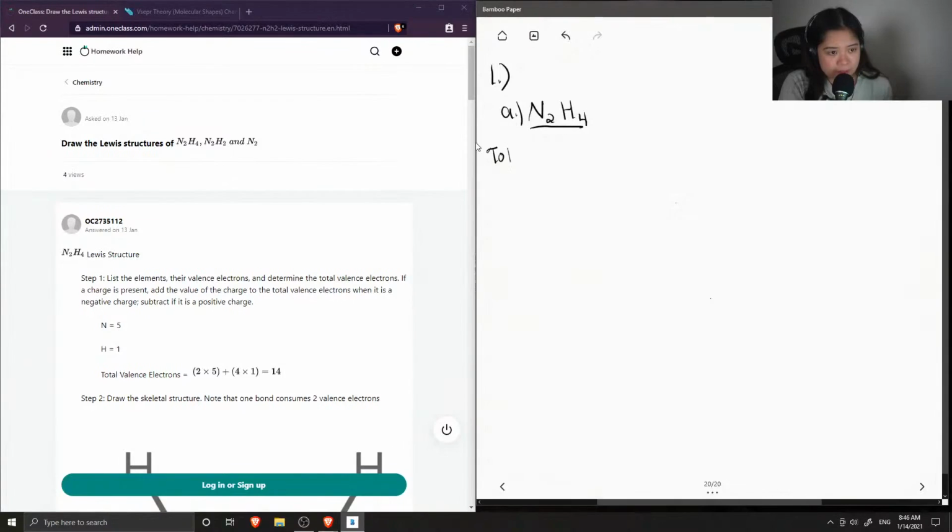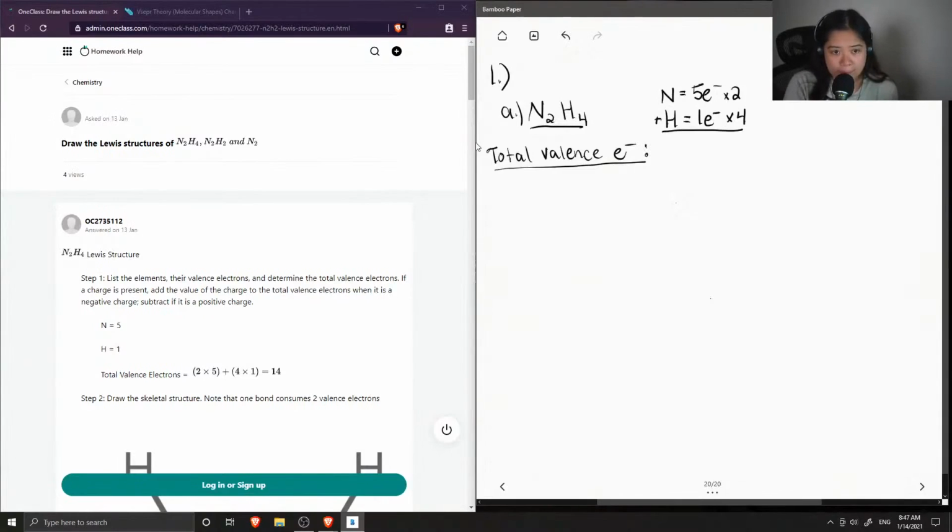So before we write Lewis structures, we want to first calculate the total number of valence electrons. In the case of nitrogen, there are 5 valence electrons, and we have 2 nitrogens, so we multiply this by 2. And in the case of hydrogen, hydrogen has 1 valence electron, and we have 4 hydrogen atoms. So if we add these values up, we get a total of 14 valence electrons.